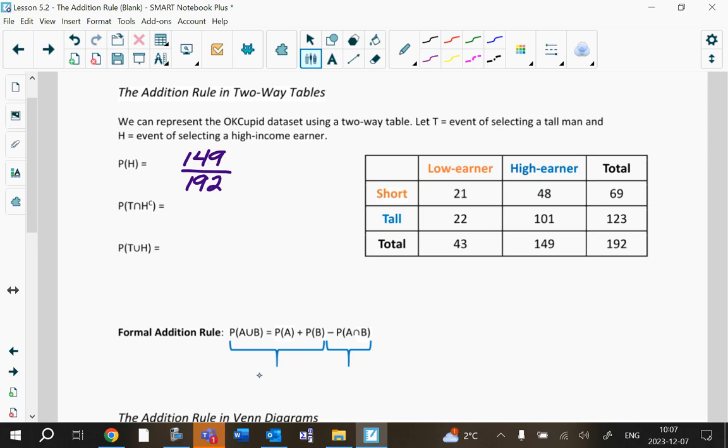So this is where we've got to go to this section of the table. Where do we see tall and low earner? 22 out of the total. It would be on the outside. Yes.